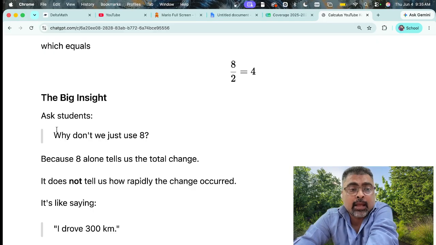Now let's ask, why don't we just use 8? 8 alone is only the change in output. It will just give you the change in output. But what does the 2 do? It tells us how rapidly it is changing. It does not tell us how rapidly the change occurred if we only use 8.